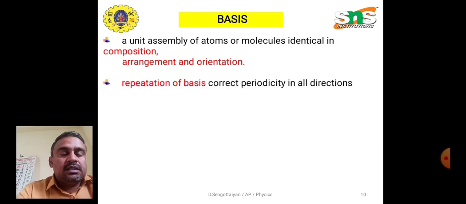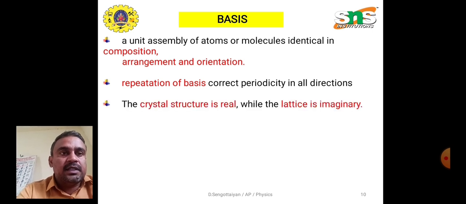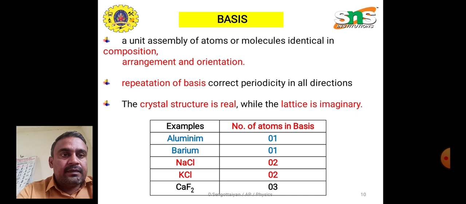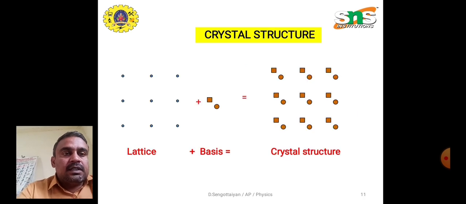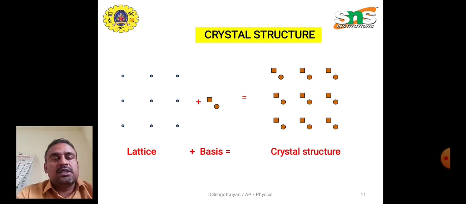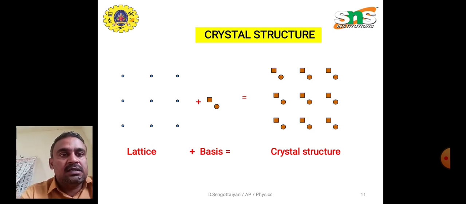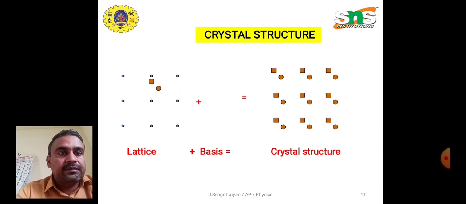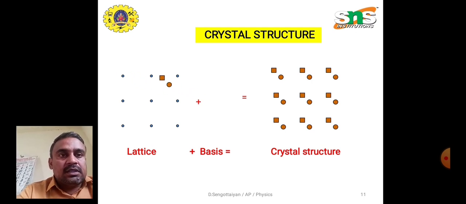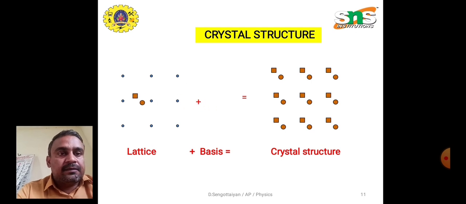The basis is a unit assembly of atoms or molecules which are identified with respect to the position of lattice points. The repetition of the basis gives correct periodicity in all directions. In the crystal structure, lattice point plus basis is equal to crystal. So the lattice, denoted by the position of atoms or molecules, plus basis is equal to crystal structure. The diagram shows the crystal structure, lattice point, and basis.